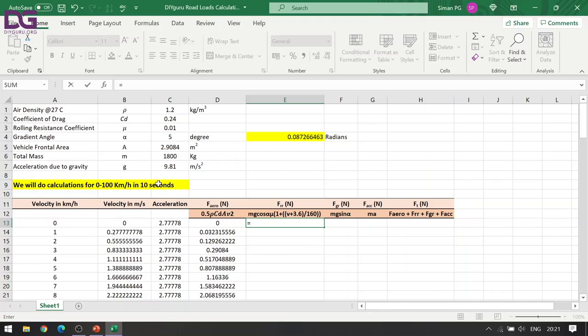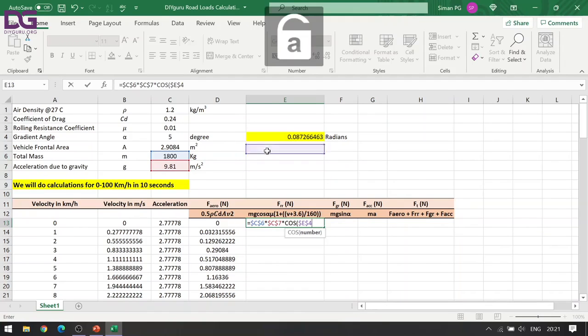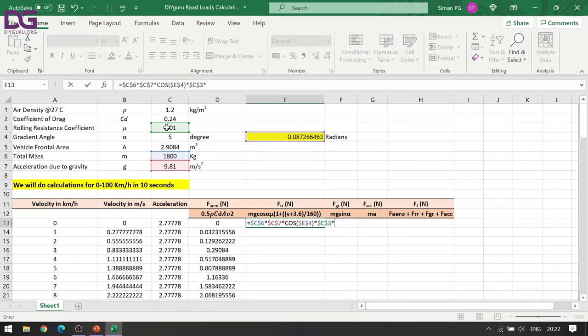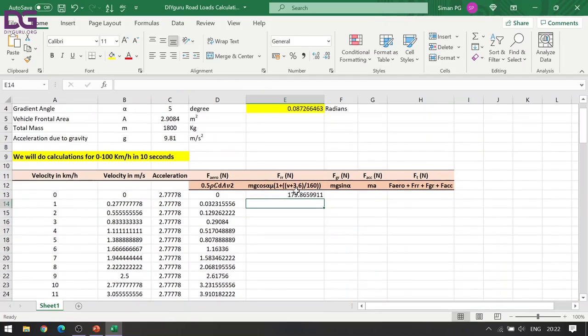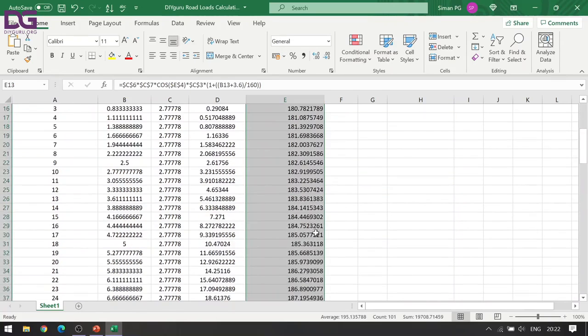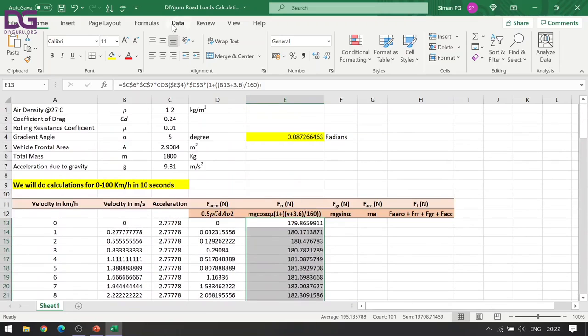Again, we'll start with equals, then choose the total mass, multiply by acceleration due to gravity, multiply by cos of this number. Then we will multiply by the rolling resistance coefficient. Then we will multiply by the equation 1 plus, in square brackets, the velocity. We will select the velocity here, plus 3.6 divided by 160. Now closing brackets. This will give us the rolling resistance, including at zero velocity. Again, we will double click here so this extends to the bottom of the table.